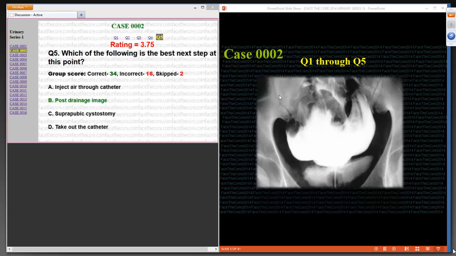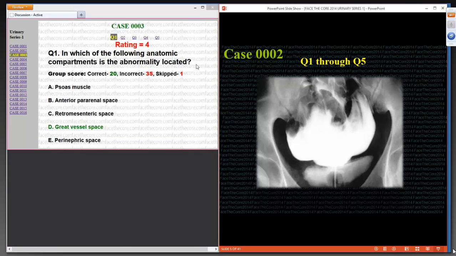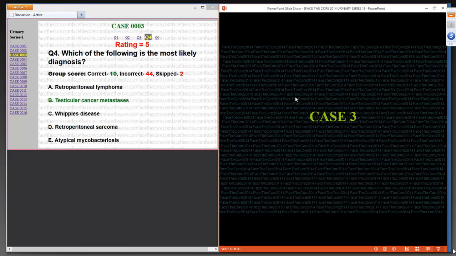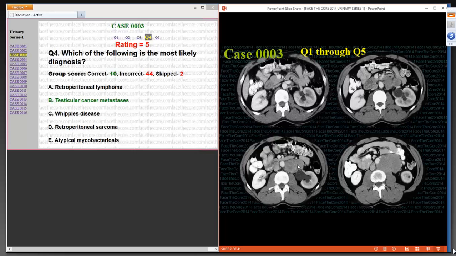How do you know in case 3, question 4, whether the mass is retroperitoneal lymphadenopathy and not a sarcoma? There are actually three reasons. Masses that arise in the great vessel space are much more likely to be retroperitoneal lymphadenopathy. Number two, whenever you see lobulation of a mass, that again goes in favor of retroperitoneal lymphadenopathy. Number three, retroperitoneal lymphadenopathy will often lift up the aorta, and retroperitoneal fibrosis usually doesn't.